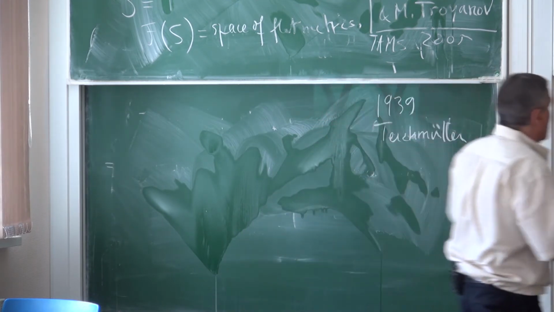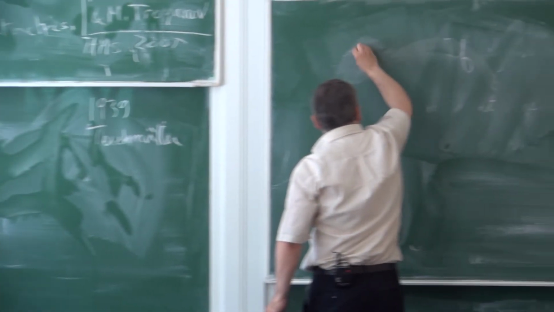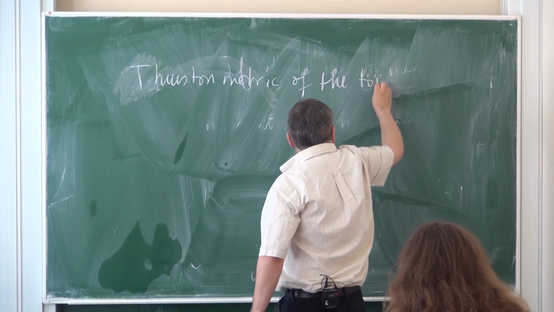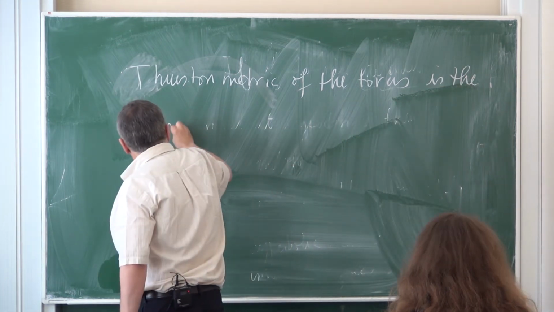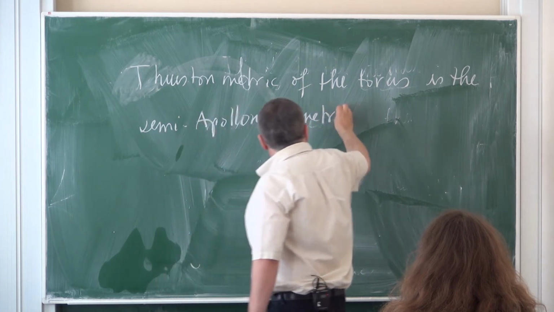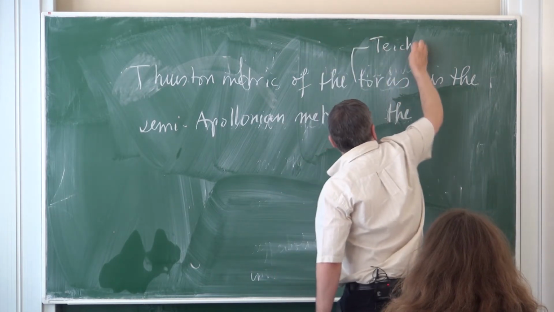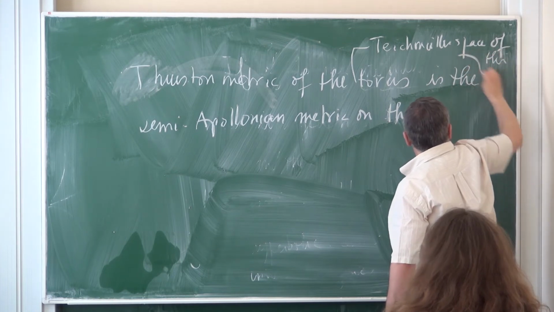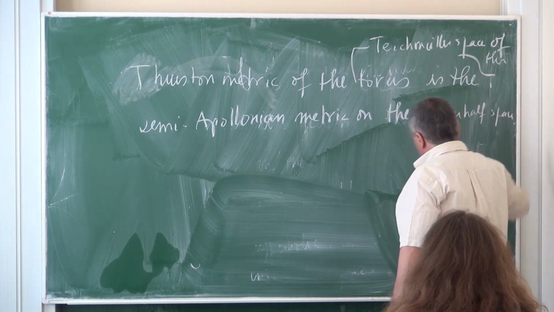result right away, that the Thurston metric of the torus is the semi-Apollonian metric. The Thurston metric of the Teichmüller space of the torus is the semi-Apollonian metric of the upper half plane. So what is the semi-Apollonian metric?